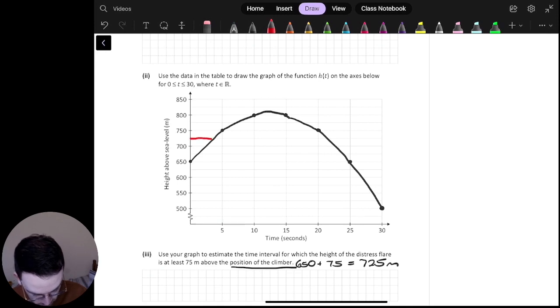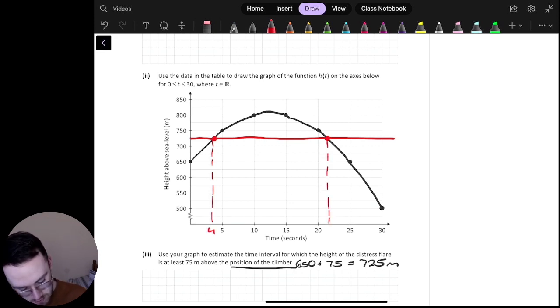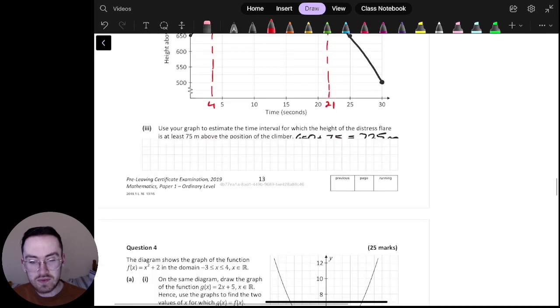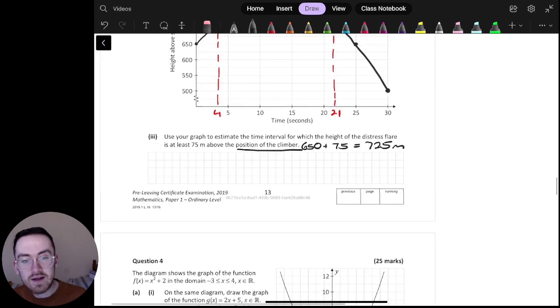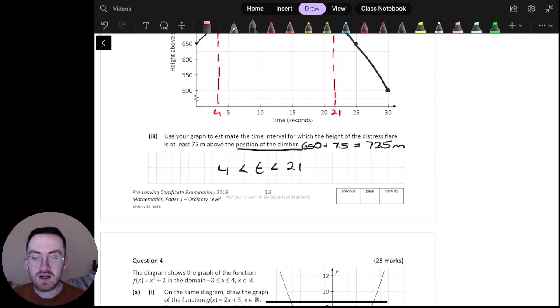We can draw a line straight across. So we're using our graph for this question. And we see where our graph intersects with that line that we've drawn. And then we make an estimate of where that point could be. So again, estimating, we're at 4 and maybe 21 there. So I'll say for t between maybe 21 and 4, for any time in between there, the flare is at least 75 meters above where the climber is.